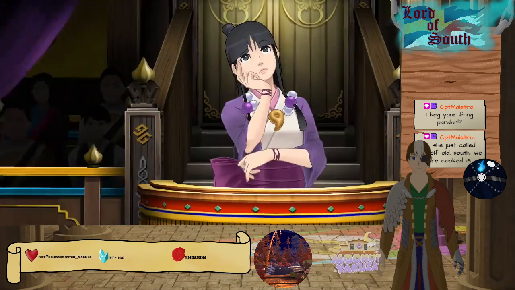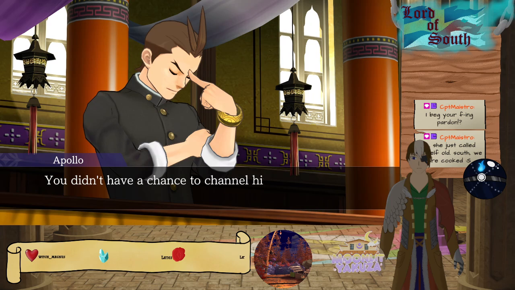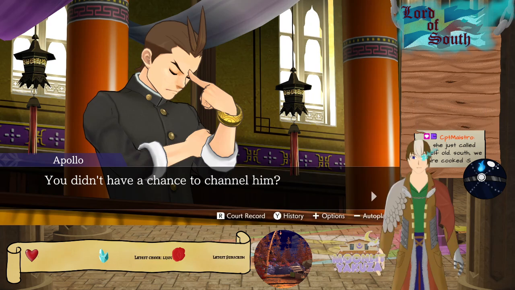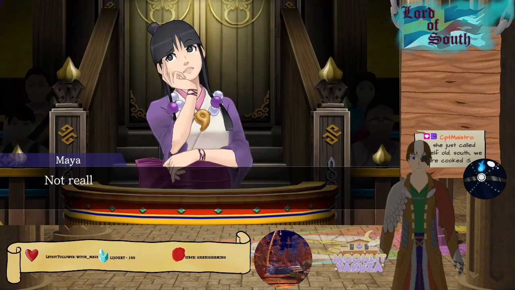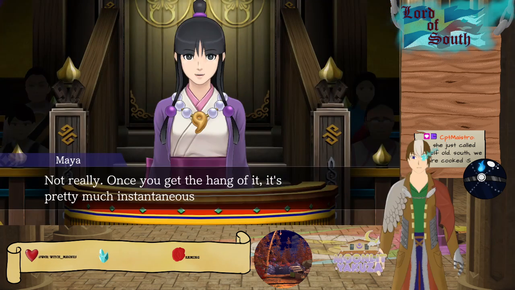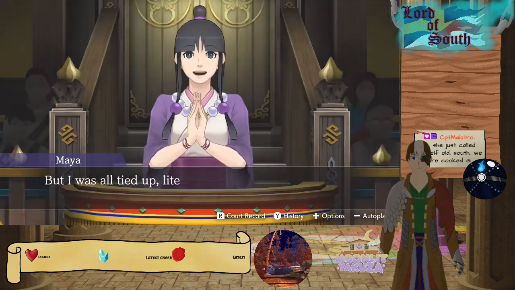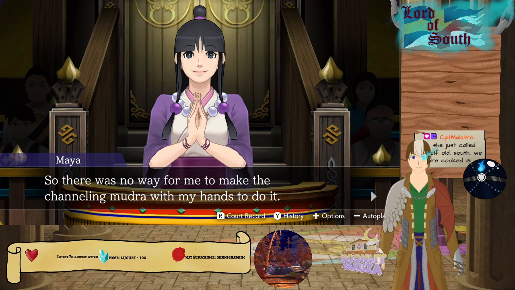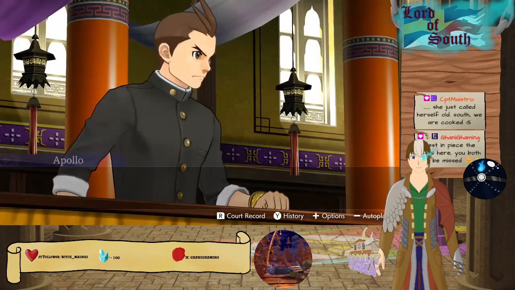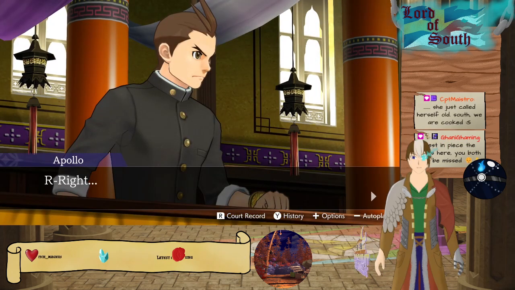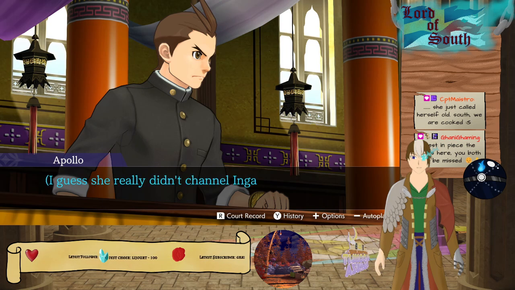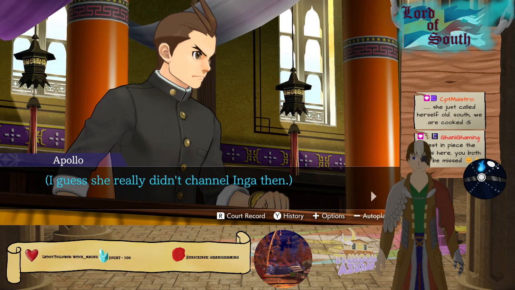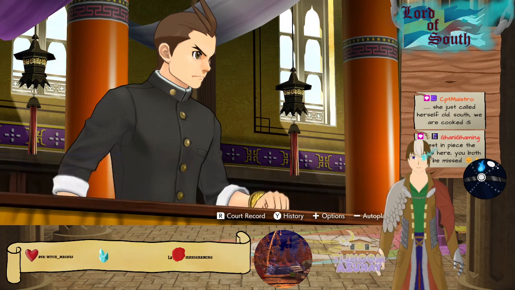Hold it! You didn't have a chance to channel him. Does channeling someone take a long time? Not really, once you get the hang of it, it's pretty much instantaneous. But I was all tied up, literally. So there was no way for me to make the channeling mudra with... Rest in peace, old is here. You both shall be missed. Good lord. Oh, I'm too childish. I guess you really didn't channeling it then.